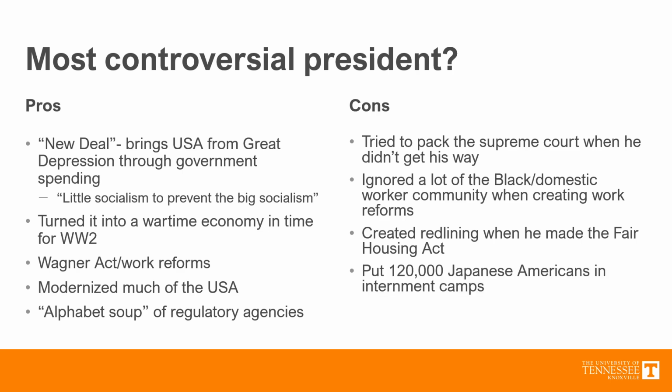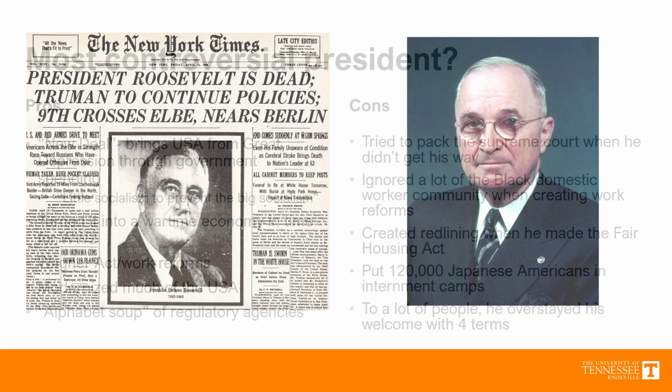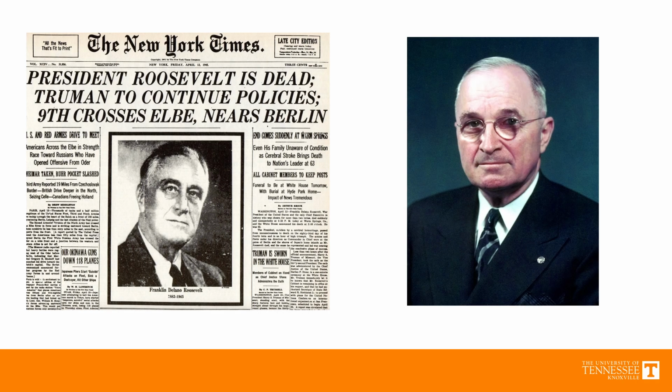And of course, what everyone knows is he put either 110 or 120,000 Japanese Americans in internment camps. And that's no right to a trial, no right to a lawyer, no right to an appeal. They're put into these camps where many of them died only because their parents were born in the wrong country. And to a lot of people, he overstayed his welcome with 4 terms. However, he didn't finish 4 terms.